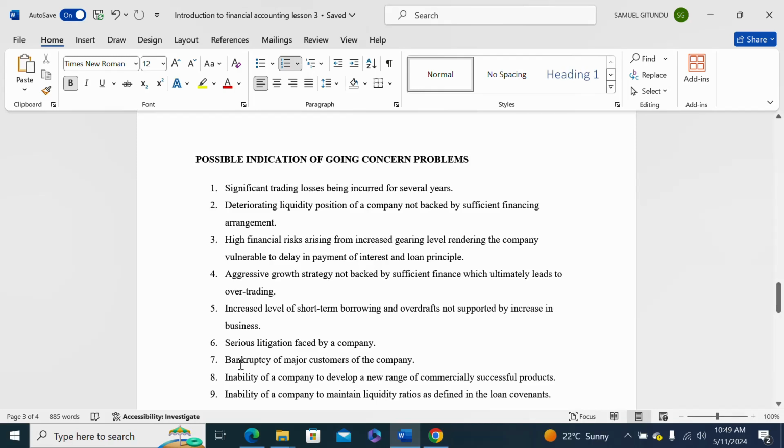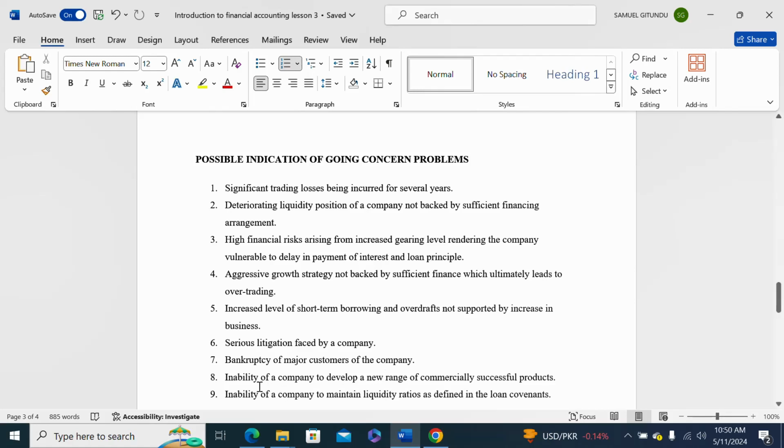Then the next indication is bankruptcy of major customers of the company. You find that some of your major customers who buy your goods, or to whom you offer your services, have gone into bankruptcy. Therefore, if they owe the company debt, then it means that your company is in a serious problem of failure. Also, if major customers have gone into bankruptcy, they will not be able to pay for your services anymore, or they will not require your products anymore. And that is a serious problem which can lead to your company not operating in the foreseeable future.